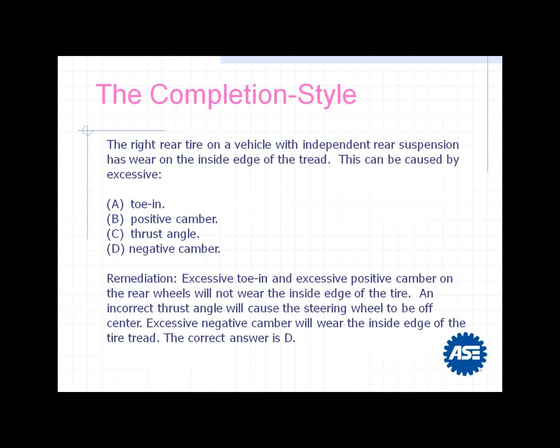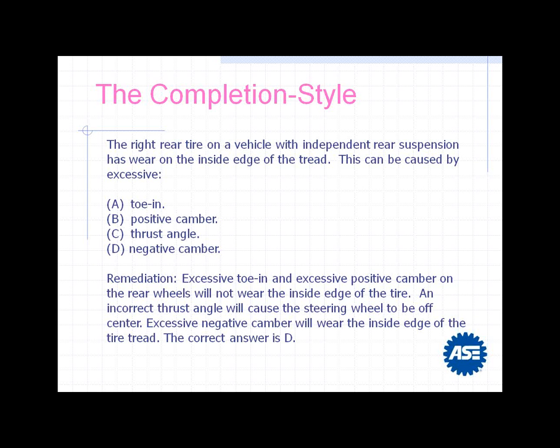So now we want to look at this question for content, okay? We want to look for key information, okay? In the setup of the question, okay? The key information we want to look for, we're dealing with a car with independent rear suspension, okay? Key information to this situation, okay? Again, inside edge wear of the tread. Inside edge wear is key, all right? And we're dealing with, this could be caused by excessive. The last word we give you is excessive, and it's excessive as it relates to all the options. Excessive toe in, excessive positive camber, excessive thrust angle, excessive negative camber, okay? So now that you've extracted the key information out of that, now you want to kind of analyze the options, okay?